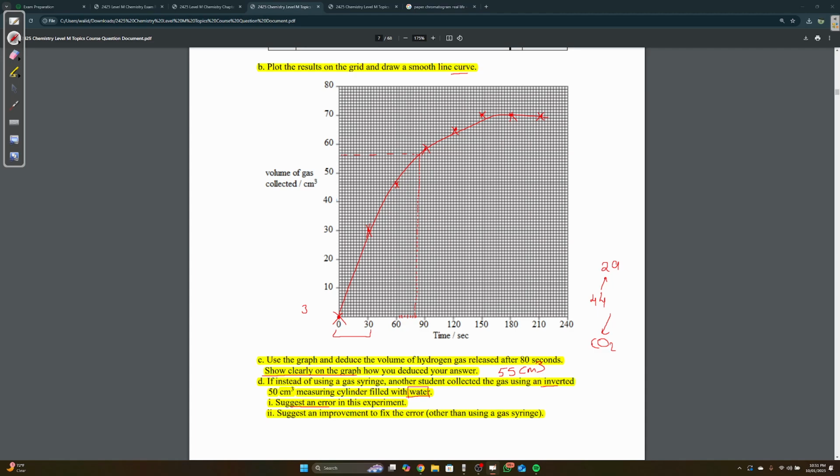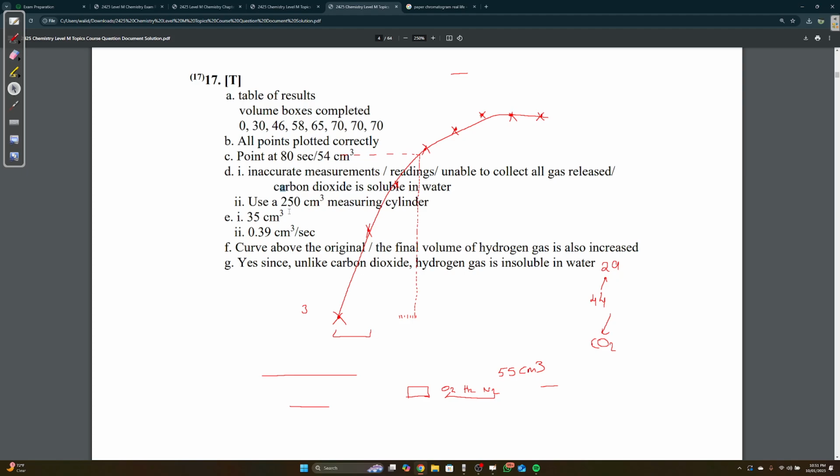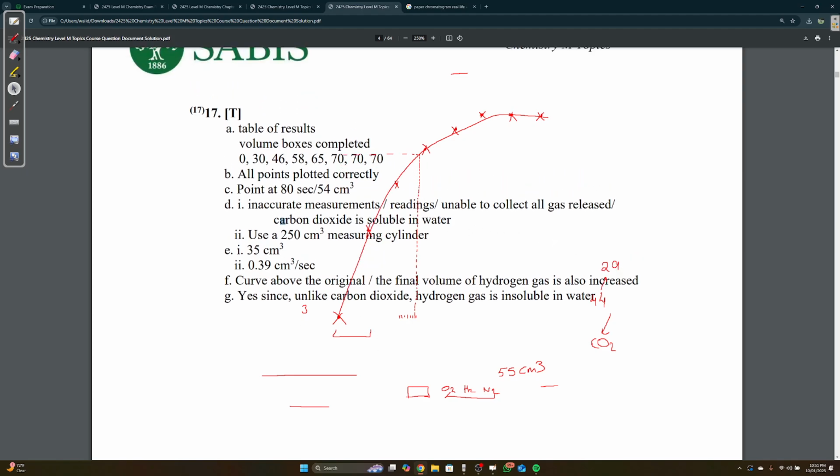Use the keyword with water. Remember, with water, there are only three gases that work: oxygen, hydrogen, and nitrogen, because these are the insoluble ones. So the error is it shouldn't be in water. So let's check the correct answer. Carbon dioxide.